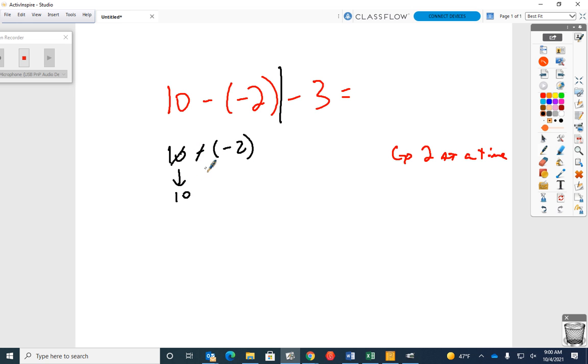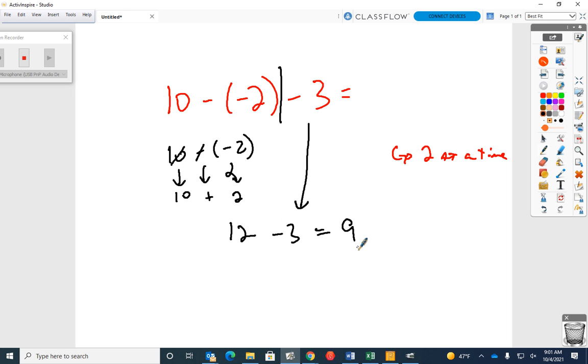This becomes what? Addition. What's the opposite of negative 2? 2. What's 10 plus 2? 12. Now I'm going to bring this second part down here. It's 12 minus 3. Is that normal? Yeah. So if it's normal, what do I do? Just proceed. What's 12 minus 3? 9. That would be my final answer.